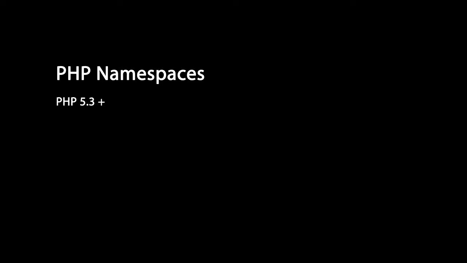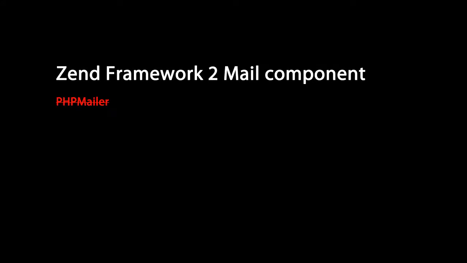Apart from the PDO, we will also introduce the namespaces, which have been added to PHP from version 5.3. Therefore, in order to be able to proceed with the instructions in this course, you have to make sure that your server has a version of PHP 5.3 or higher. We will replace the PHPMailer, which we've been using for email processing purposes, with the mail component of Zend Framework 2, which also uses namespaces.